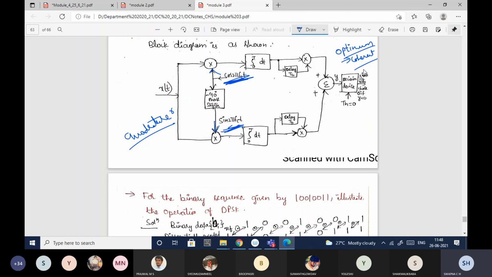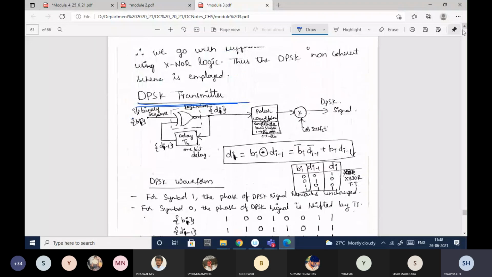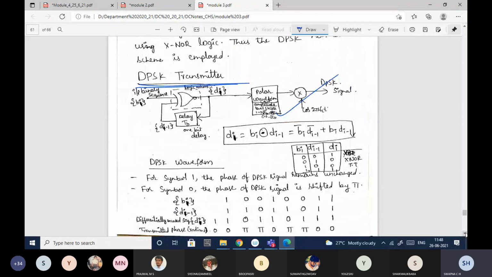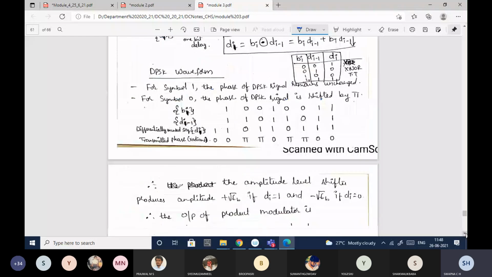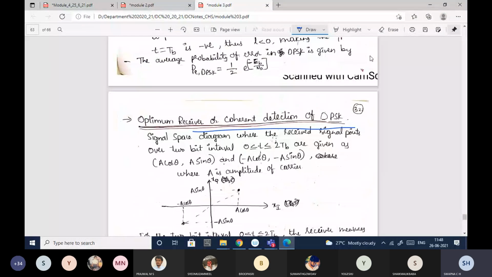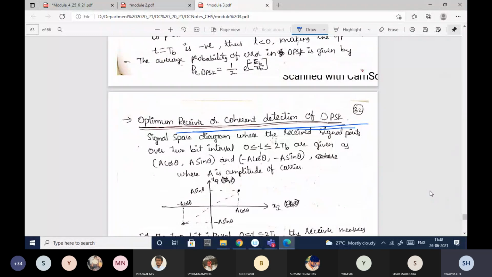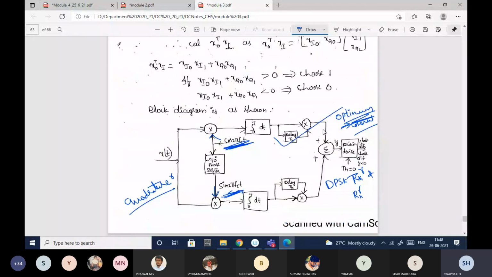So that's the optimum receiver. If they mention explain DPSK transmitter and receiver, then you can go ahead with the previous two circuits. This is a receiver circuit and this is a transmitter circuit. You can write these two. But sometimes they'll ask you the question, explain DPSK transmitter and optimum receiver, optimum DPSK receiver. When they ask you optimum or coherent, if you see that word, then you need to go with the coherent detection of DPSK.